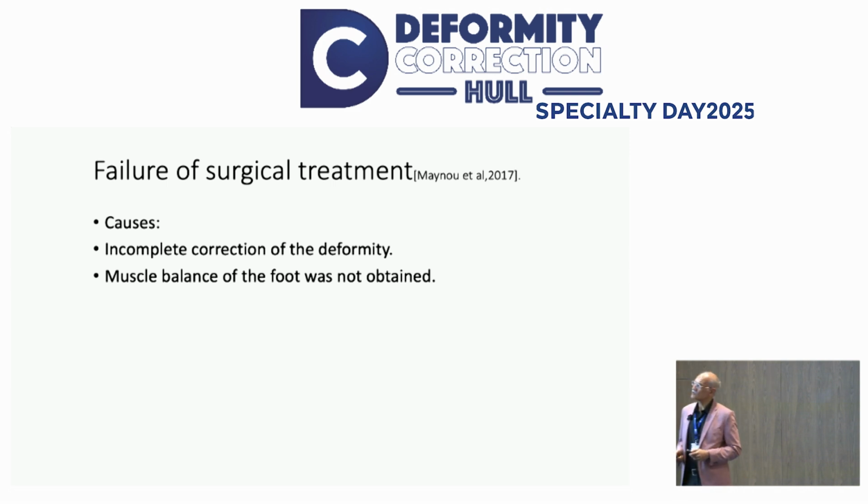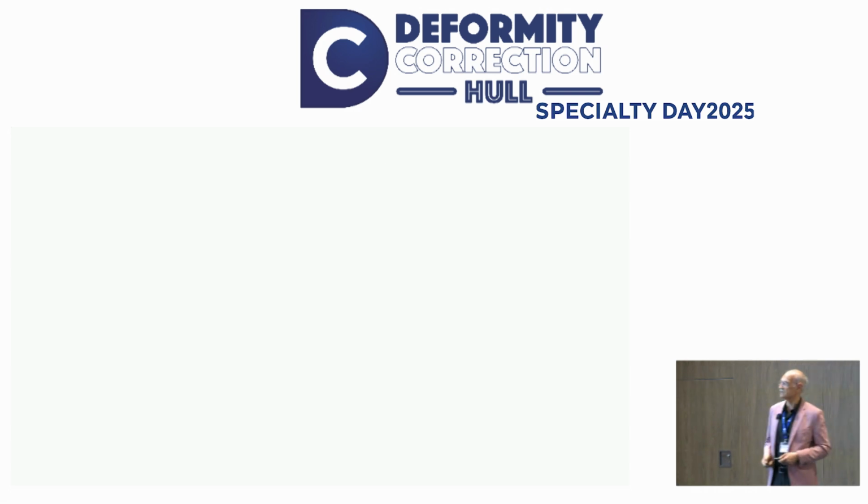Why? The most common causes of failure of surgical treatment are incomplete correction of the deformity, because most people prefer mild overcorrection, and muscle balance was not considered. Muscle balance is very important in cases of neurologic deformities. Why? Because this is the real cause of the deformity, which is muscle imbalance.